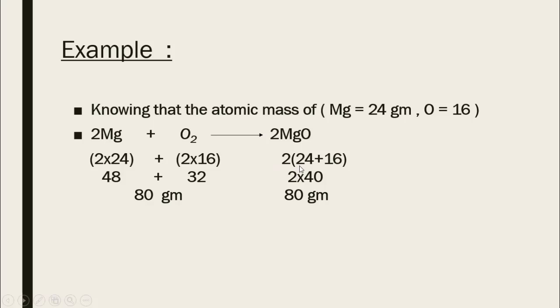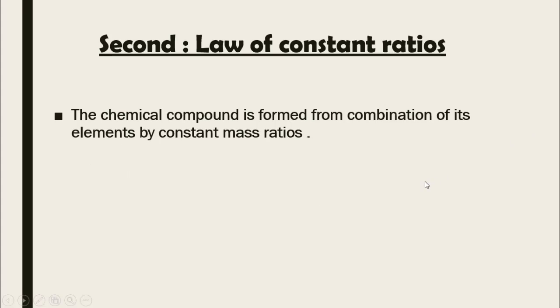To calculate the mass of the magnesium oxide, we will add the atomic mass of the magnesium, 24, plus the atomic mass of the oxygen, which is 16, and it equals 40, and we will multiply it by the number of molecules. So I have here 2 times 40. We will find out that the sum of masses of the reactants equals 80 grams, and the sum of the products equals 80 grams.